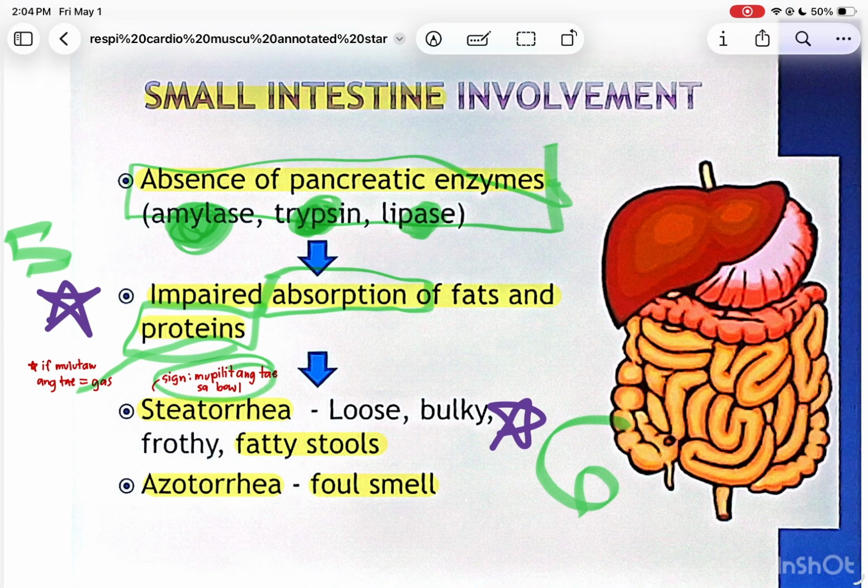Kanang breakdown, catalyst sila. So, impaired production of fat, impaired ang absorption sa fats and proteins. So, sign, mupilit ang tae. So, sa bowel, steatorrhea: loose, bulky, frothy, and fatty stools because dili man ta maka-absorb og fat. So, ang stool nato ani kay fatty.